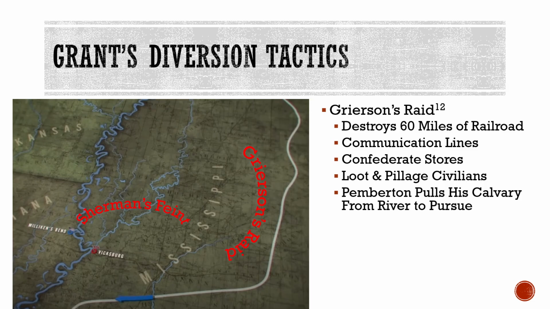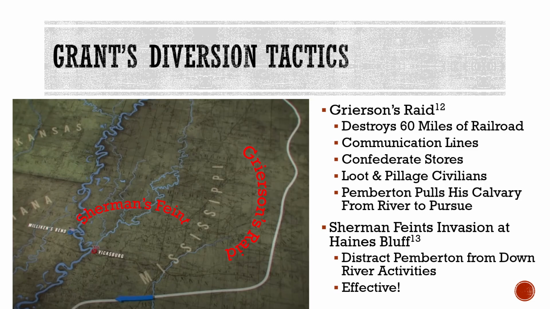The second diversion was General William Tecumseh Sherman, who fakes an invasion at Haynes Bluff, and this also distracts Pemberton from downriver activities. These two diversions were very effective.